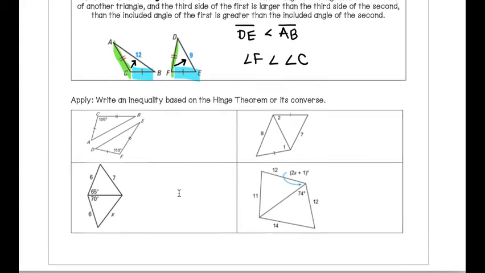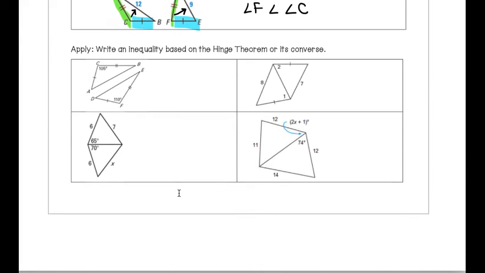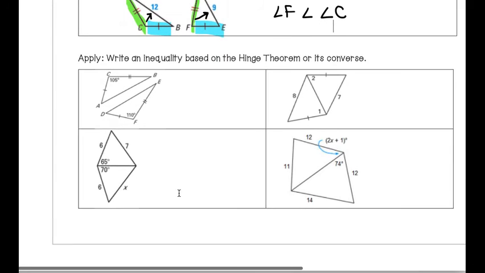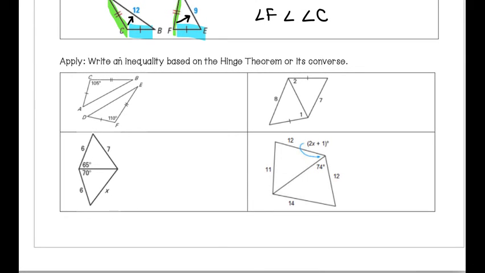So we're going to do a little practice with the Hinge theorem and the converse on these 4 examples. If you'd like to pause the video and try it yourself, you can. We're going to first make sure that we have congruent sides marked on both of these. So this side is congruent to that one, and these two sides are congruent.